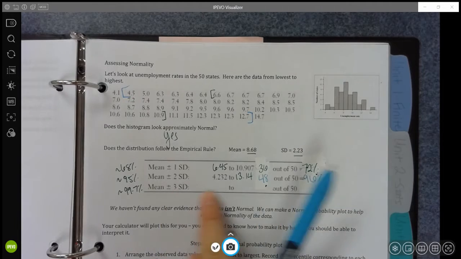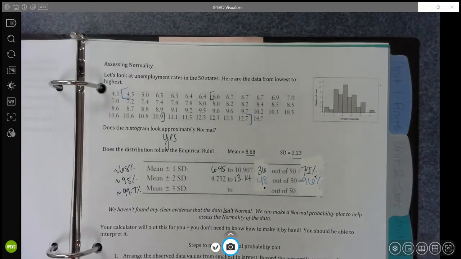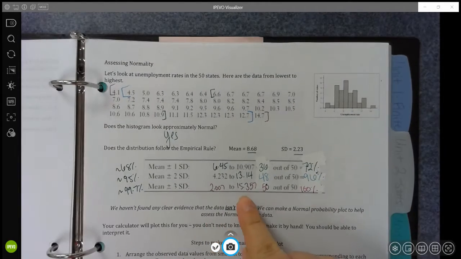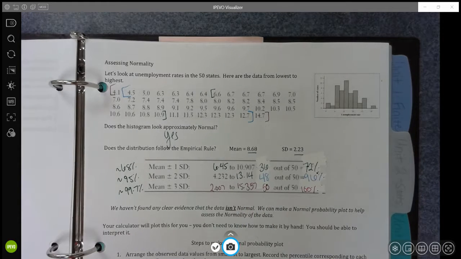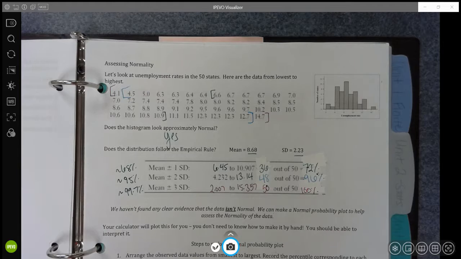Okay, I'll let you pause the video and calculate these last numbers here. You will need to find both the bounds and then the number of states. All right, so what we've got here is there's my bounds. It included all of the states, all 50, so that's 100%. Again, it's looking really close to my empirical rule.